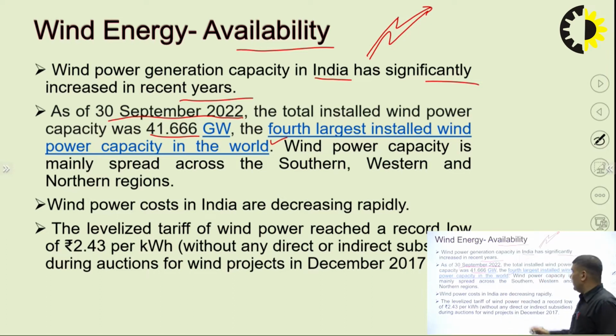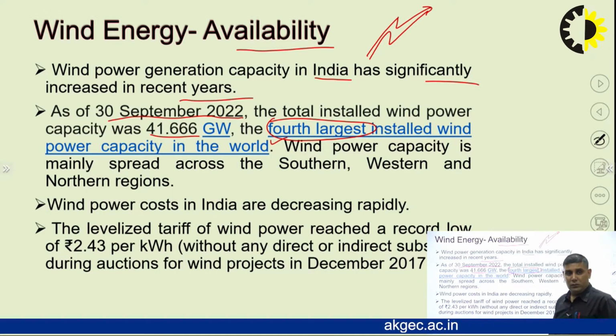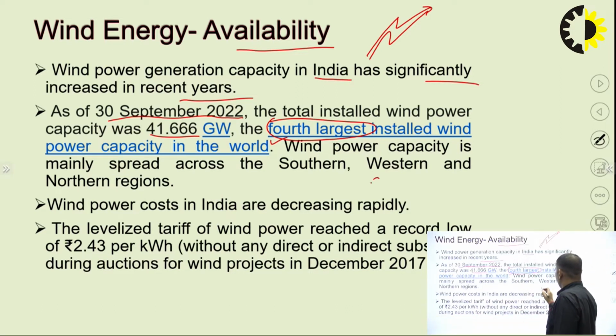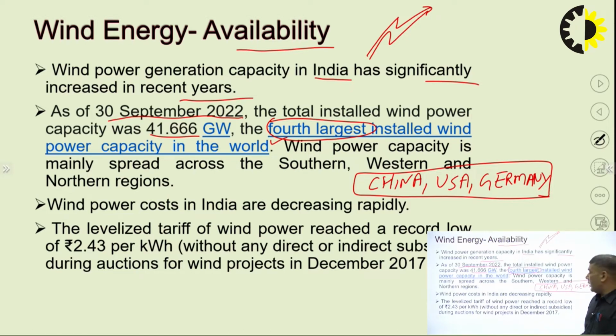So what are the other 3 countries? This is the 4th largest, so this is a proud moment for all Indians. This is the 4th largest installed capacity in the whole world, which consists of more than 200 countries. The 3 other countries are China, number 1, then USA and Germany. So these are the 3 other countries: China, USA and Germany, and the 4th one is India. This is a proud moment for all of us.